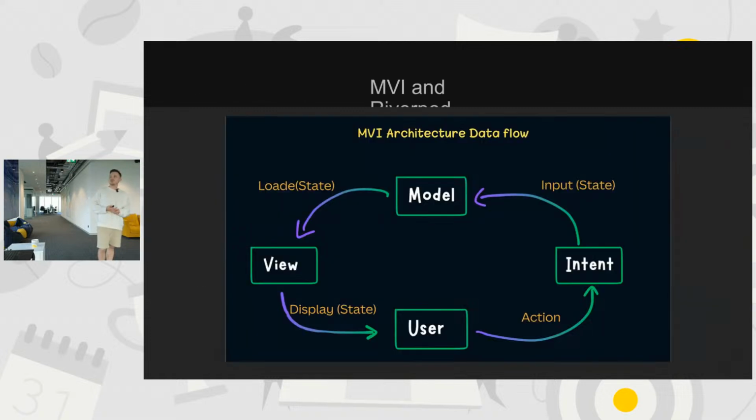MVI and Riverpod. Here is this illustration which demonstrates to us the flow of this data. The main difference is we have a cycle, looped flow. It means that the user pushes some action to intent, and by using this intent, we update this model. And again, the model goes to our view.